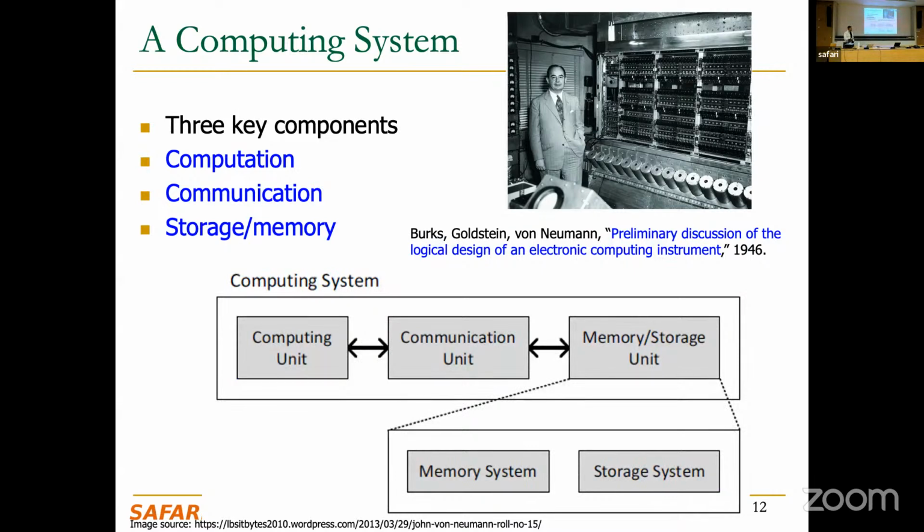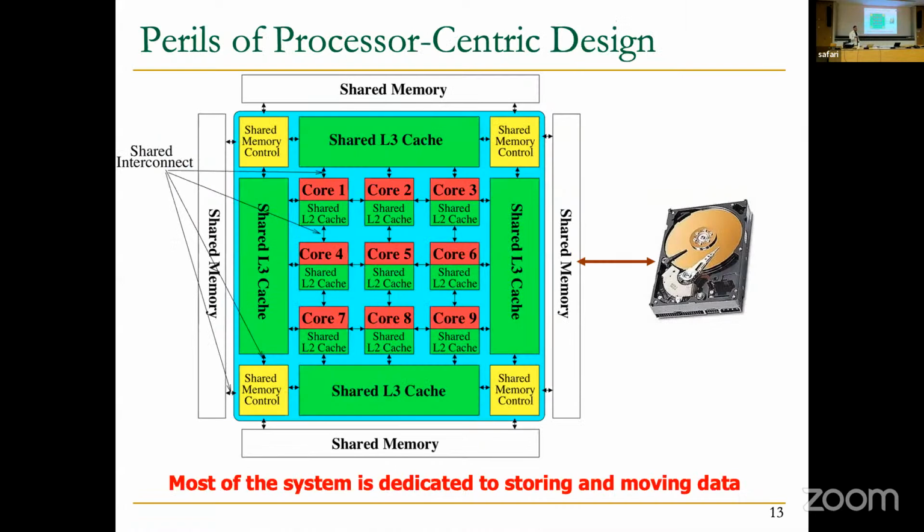And now this memory storage unit is split and getting deeper and deeper, because the memory system and the storage system have many levels. So this is what von Neumann proposed in the 40s, and what you have today is pretty much the same. The red here is a picture of a die of a processor. We have several cores here in red, and everything in green over here is dedicated either to storing data or to moving data. So the majority of the system is actually dedicated only to data movement or data storage itself, and computation becomes a small portion of the system.